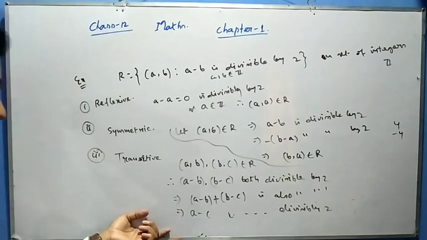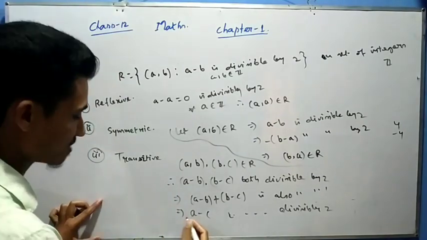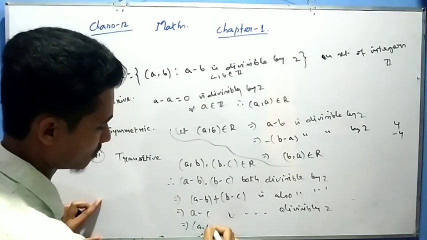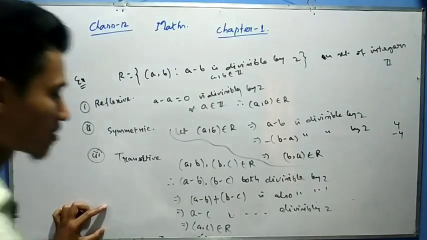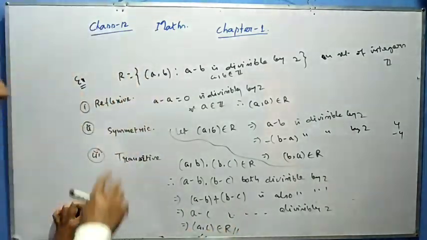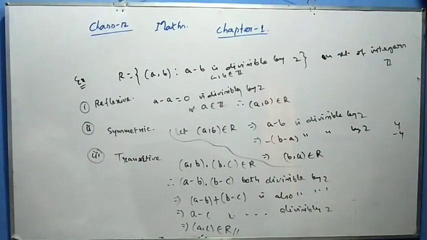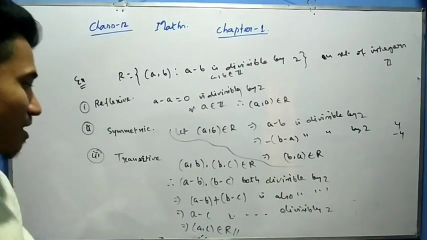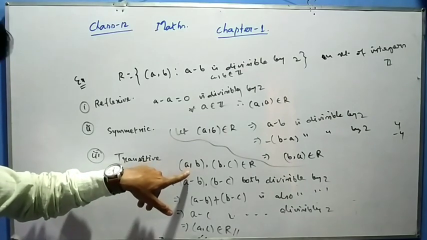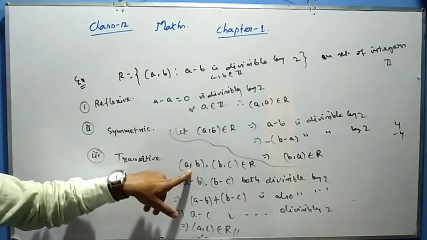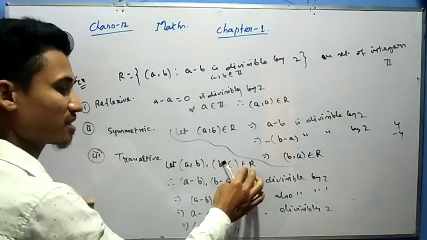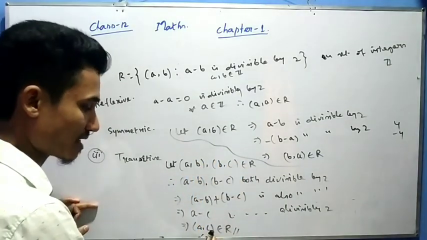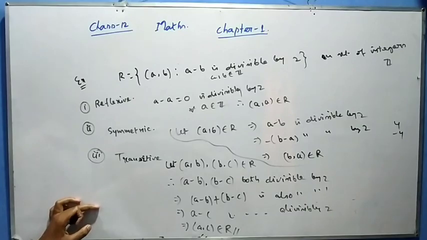So if A minus C is divisible by 2, what does it mean? That means A comma C belongs to the relation. So from this we can say that this relation is also transitive. So for a transitive relation, what do we have to check? First we have to assume that A comma B and B comma C belong to R, and we have to show A comma C belongs to R. Then it is a transitive relation.